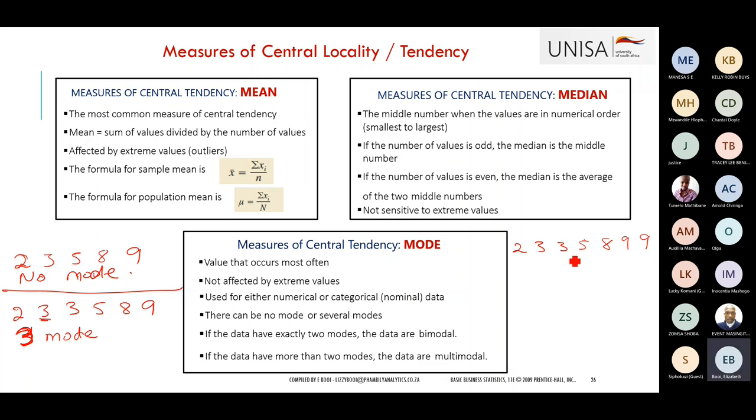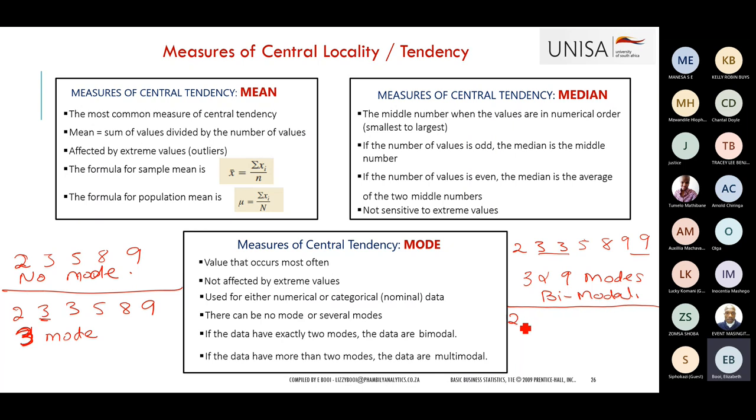If I have 2, 3, 3, 5, 8, 9, and 9, I have two modes, therefore 3 and 9 are my modes, and this data set we call bimodal.